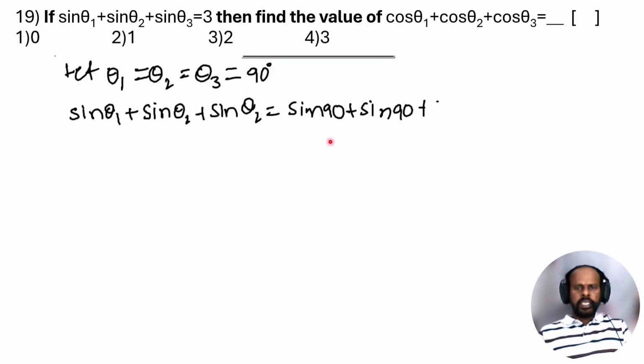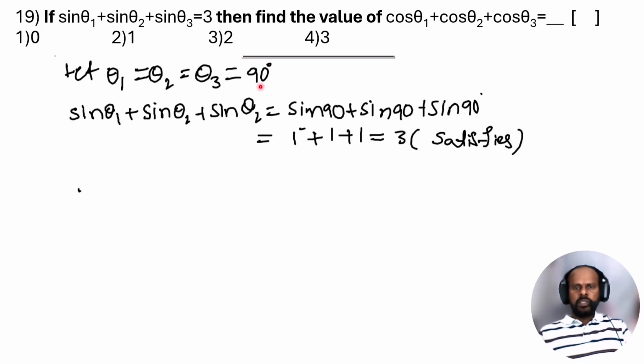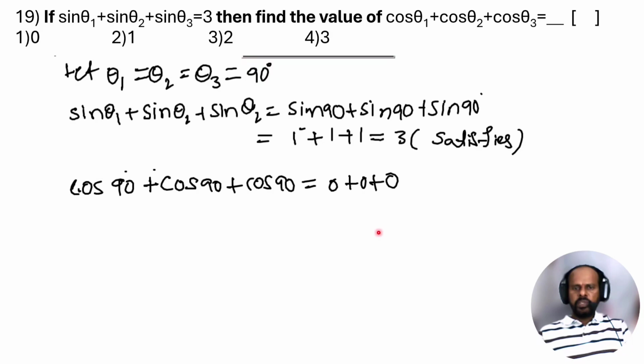Sin 90 is 1, so 1 plus 1 plus 1 equals 3, which satisfies the result. So you can determine that theta equals 90 degrees. In the same way, let us substitute theta equal to 90 degrees in the question: cos theta 1 is cos 90, cos theta 2 is cos 90, cos theta 3 is cos 90. Cos 90 is 0, so 0 plus 0 plus 0 is 0. So the option is 1.